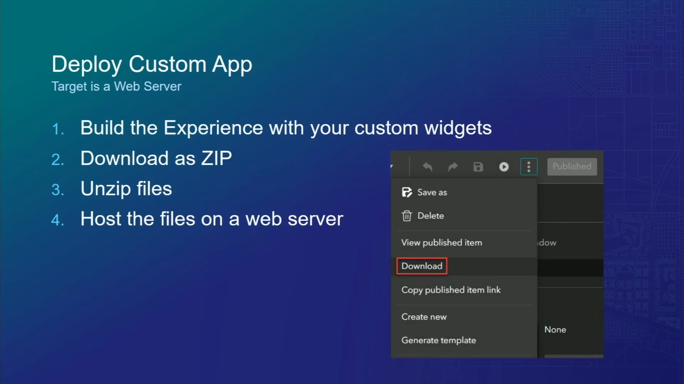When we're deploying a custom app, and our target is a web server, the steps are quite a bit different. So we would build our entire Experience Builder app in Dev Edition, which includes any out-of-the-box widgets we would want, any custom widgets we want. Then we would download the app as a zip file, copy that over to our web server, unzip the files, and then host the files on the web server. And that would expose a URL, which you could then create an item in Portal, for example, that points to that URL.